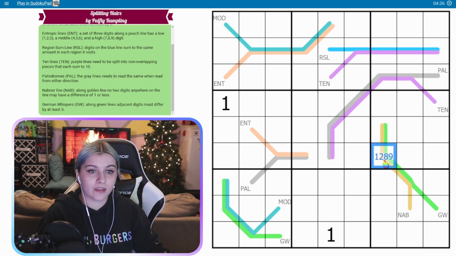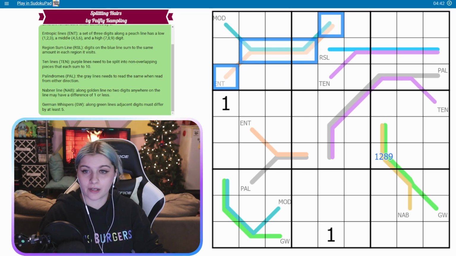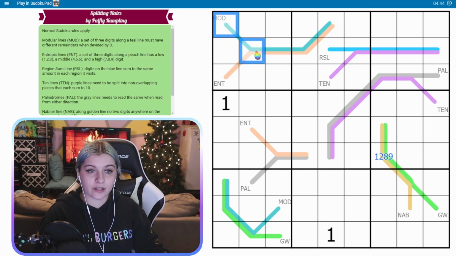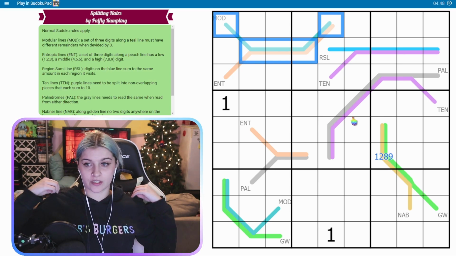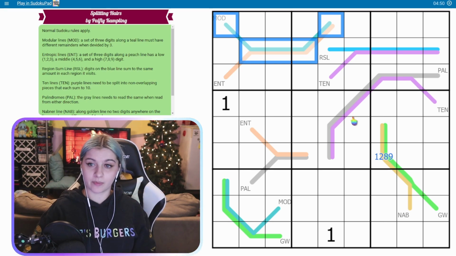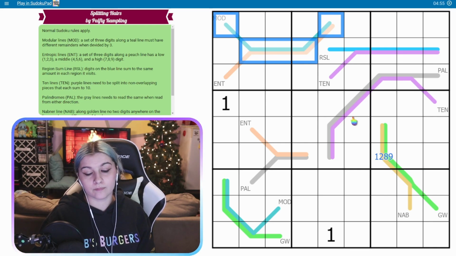Okay. Let's look at how some other lines overlap. Let's start in the top left up here. Modular and entropic, right? So modular is going to be sets of 3 digits along a T line must have different remainders when divided by 3. So 1, 4, 7, 2, 5, 8, 3, 6, 9.